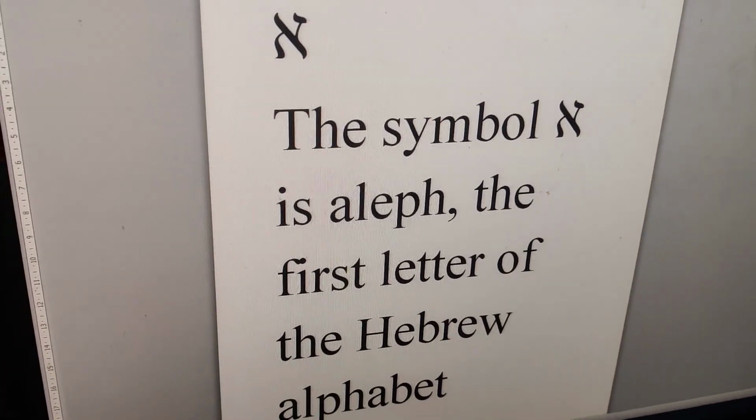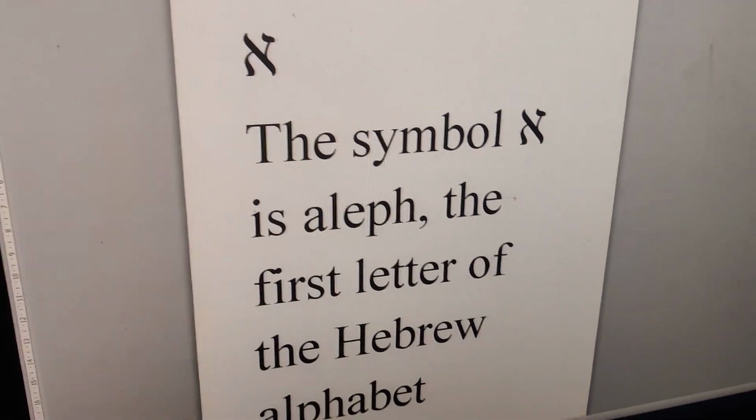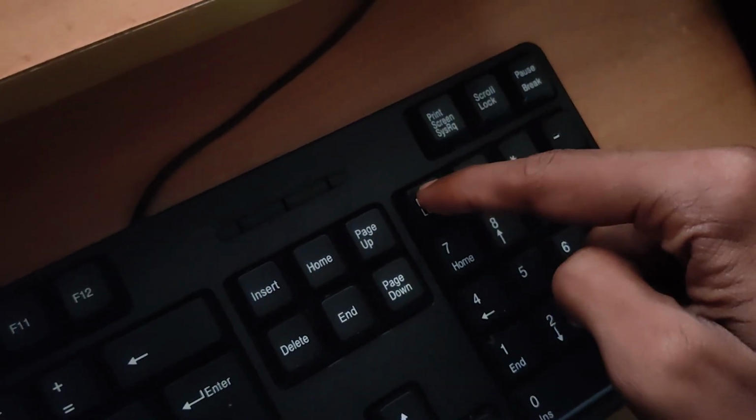You must open your Microsoft Word, and after that go to your keyboard, and on this keyboard you can see the number lock key. So you must press this number lock. Now you have enabled the number lock.